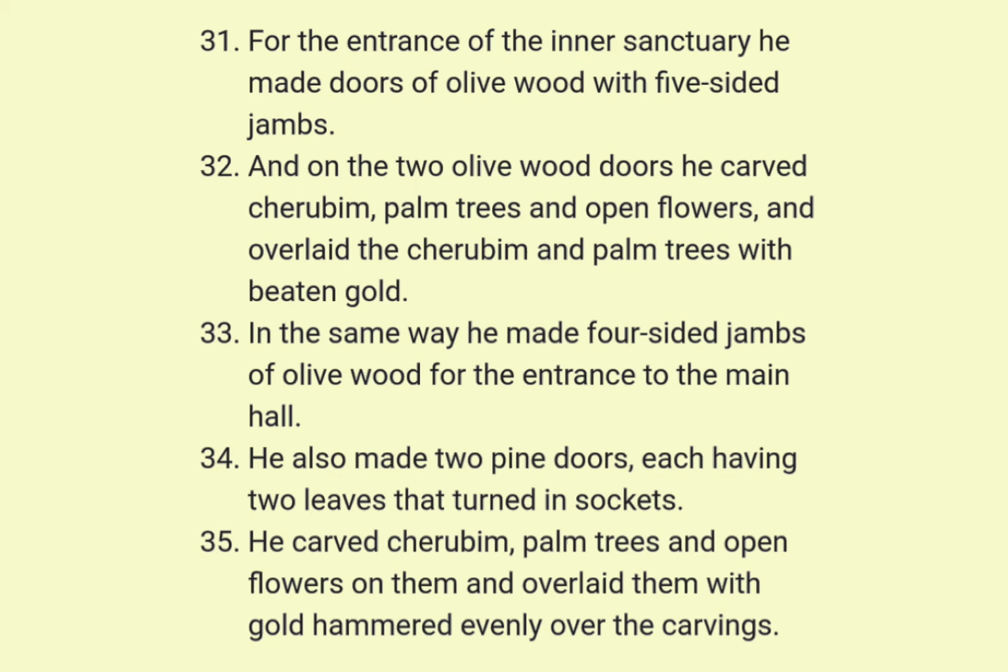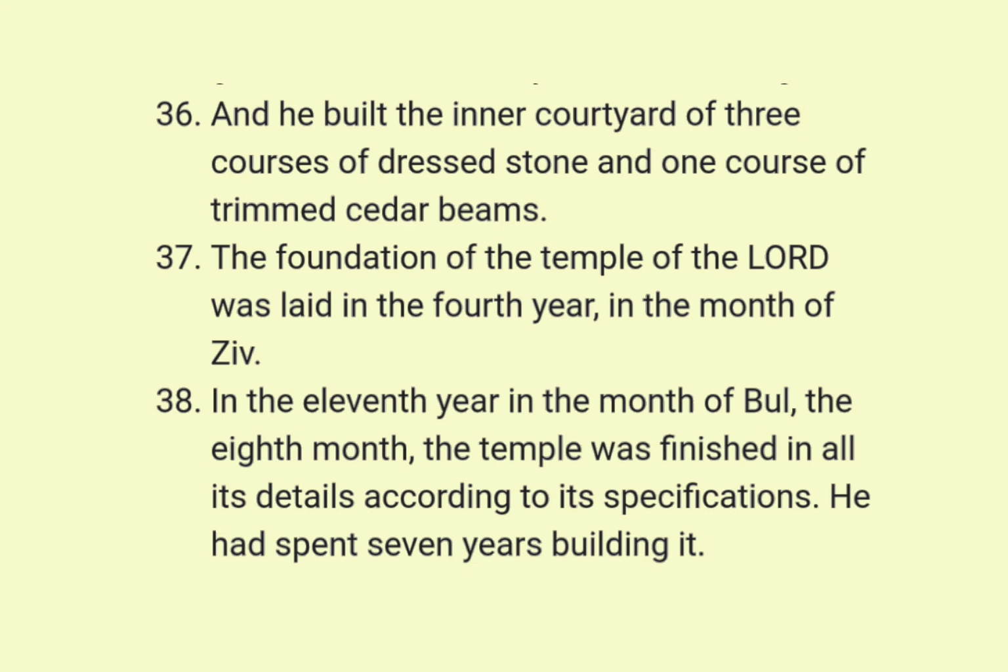In the same way he made 4-sided jambs of olive wood for the entrance to the main hall. He also made 2 pine doors, each having 2 leaves that turned in sockets. He carved cherubim, palm trees, and open flowers on them, and overlaid them with gold hammered evenly over the carvings. And he built the inner courtyard of 3 courses of dressed stone, and 1 course of trimmed cedar beams.